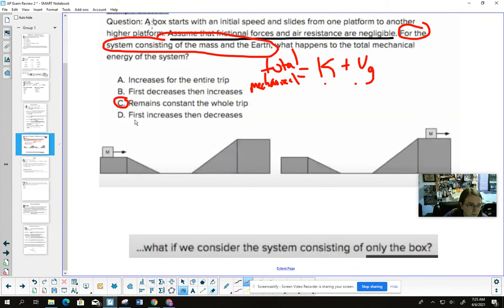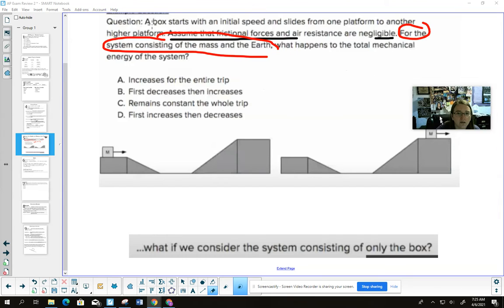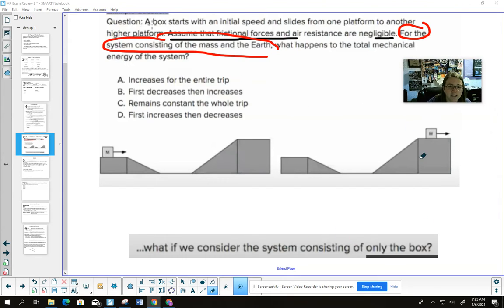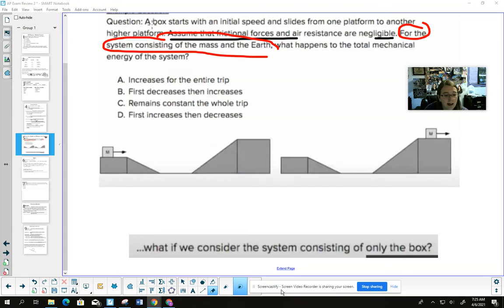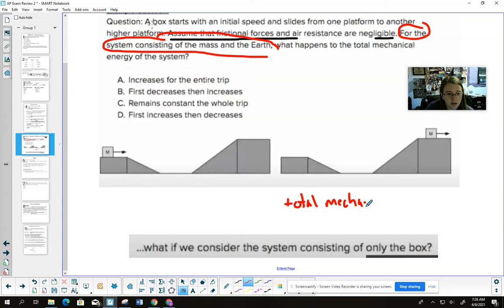Now, let's erase this real quick. What if we only looked at the system consisting of only the box? Now, because it's only the box, the total mechanical energy of just the box. Are we able to talk about gravitational potential now that we're talking about just the box? No, we're not able to talk about that if that's the only thing in there.